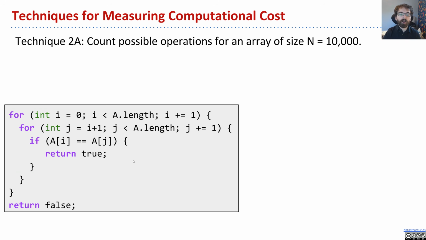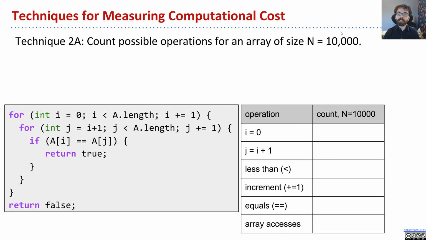In particular, our model is going to be, let's fix the input to be some array of size 10,000, and let's count how many times each of the different operations occur. So for example, how many times does i equals 0 occur? How many times does j equals i plus 1 occur? Less than, plus equals, equals, and array accesses. Together, those things constitute everything we might need to care about with the runtime of this function.